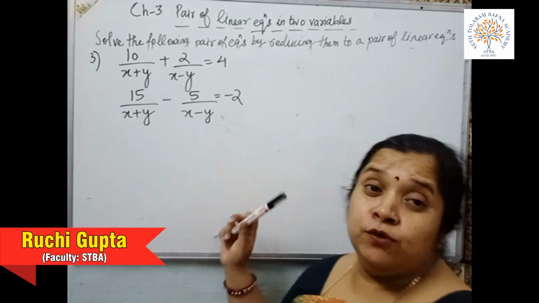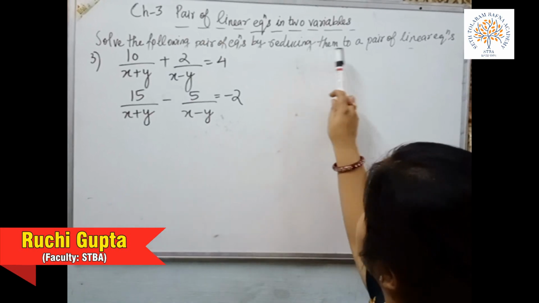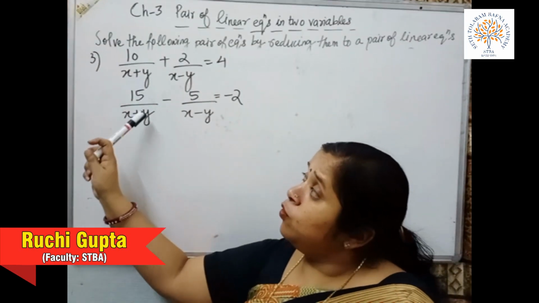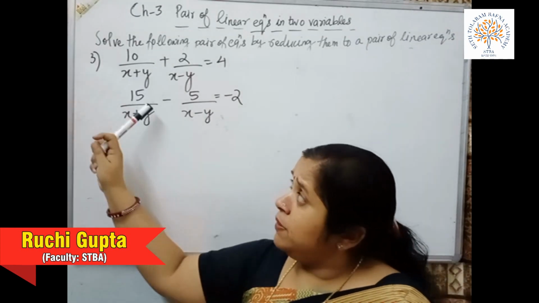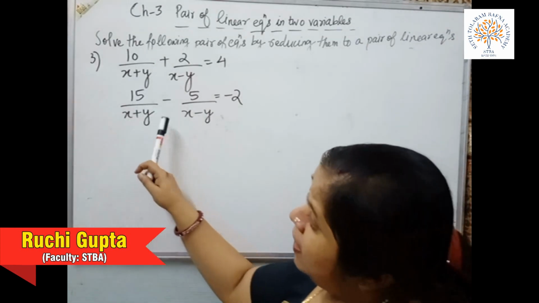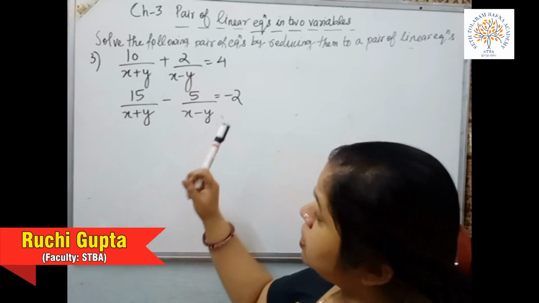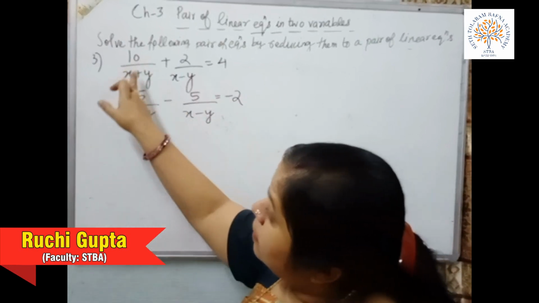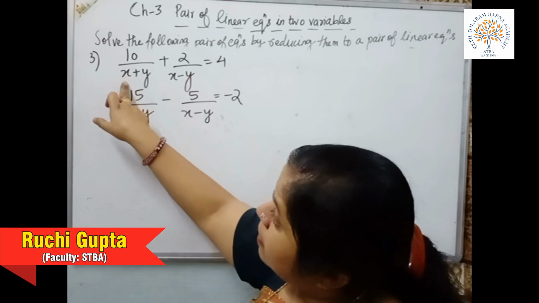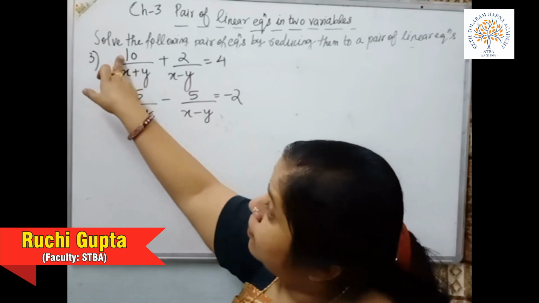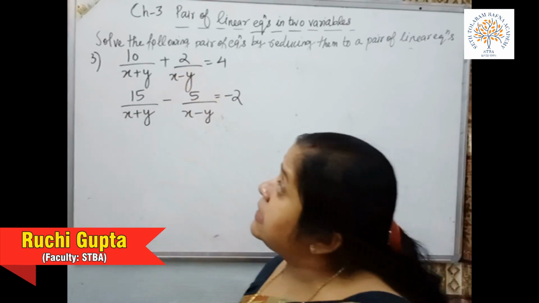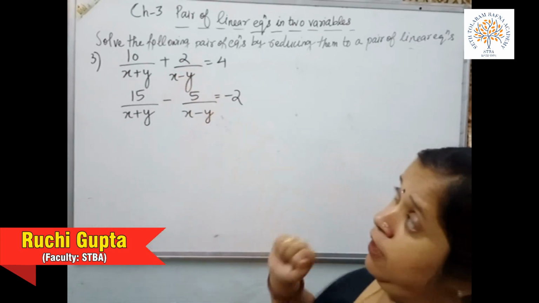I have explained two questions of reducing them to a linear equation. Now I will write one more question, okay? Question number 3. Why am I writing one more question? Because students, in this question, can you see that the denominator is a mixture of x and y. With the first number also both the variables are there, and with the second number also both the variables are there.